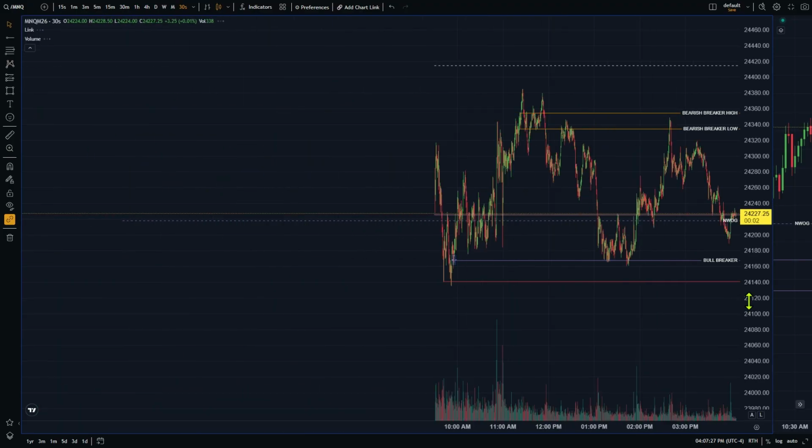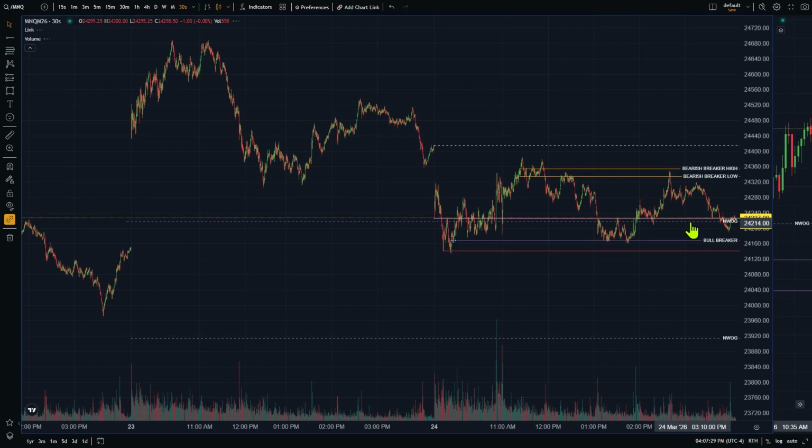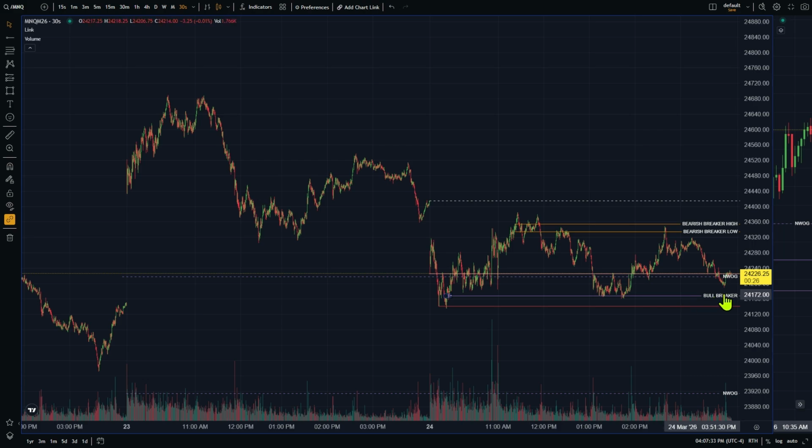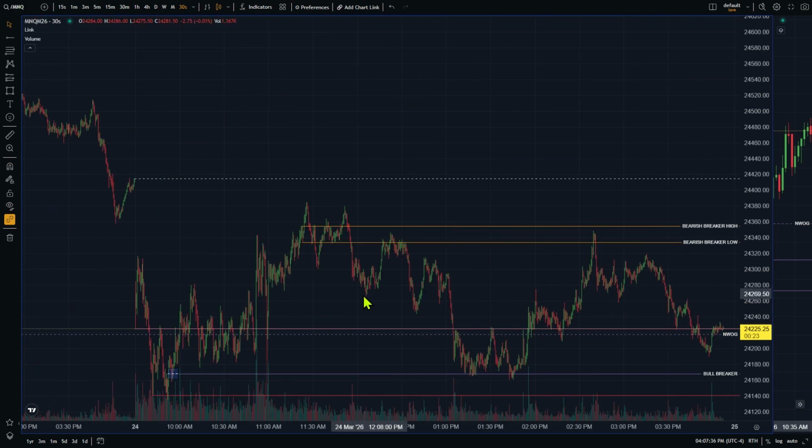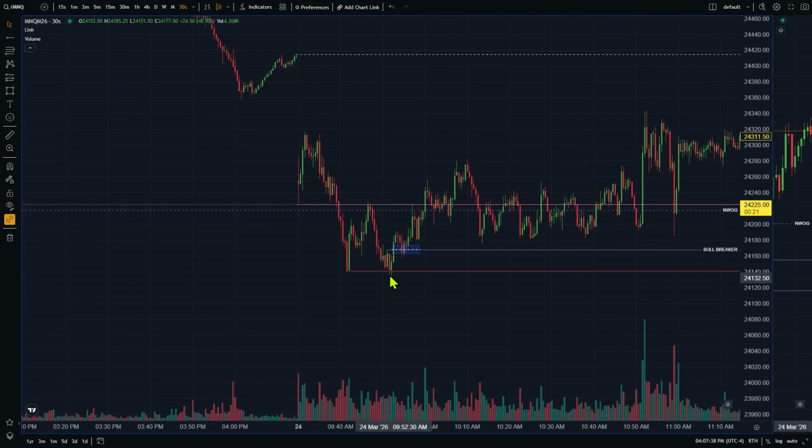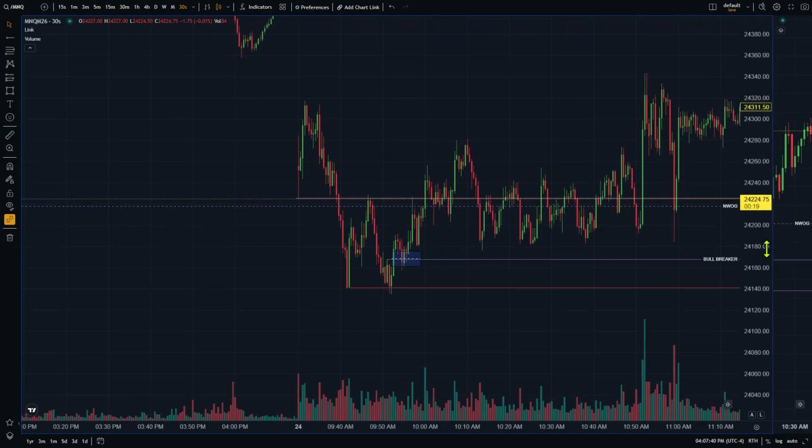I have it marked out here as WOG. That's the high, that's the low. We gapped up quite a bit on the open, but we didn't dip into it very much. Okay, so now that we have a low of day established, we can work off of a breaker.